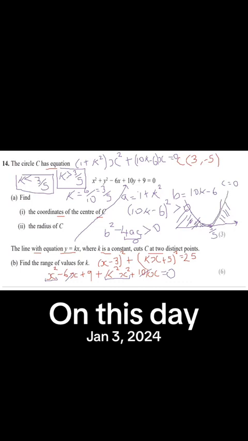So when k is less than 3/5, it will have two distinct points, and also when k is greater than 3/5, but k cannot equal 3/5. So k cannot equal 3/5. I'm going with that as my answer. Sorry for waffling there, but hopefully that makes sense.